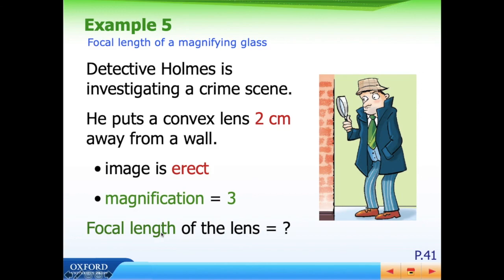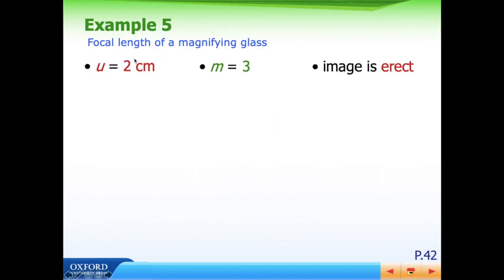Now, let us have another example here. Detective Holmes is investigating a crime scene and he puts a convex lens 2 centimeters away from a wall. Now, the image is erect according to his investigation, and the magnification is about 3. The question is, what is the focal length of the lens? From our given, we have u equal to 2 centimeter and m equal to 3. And of course, the image is erect.